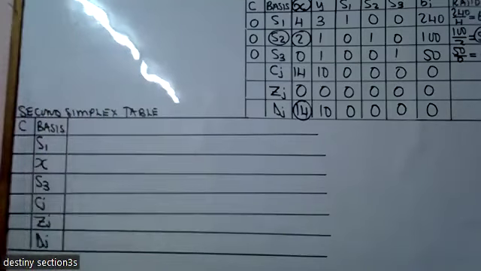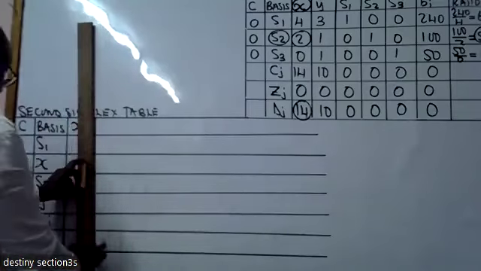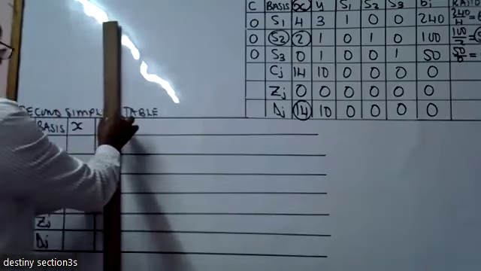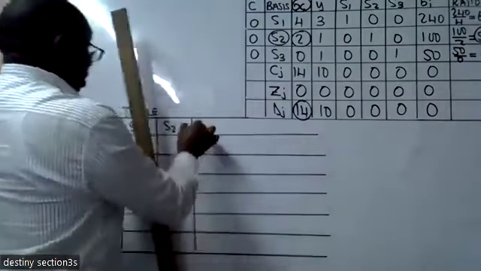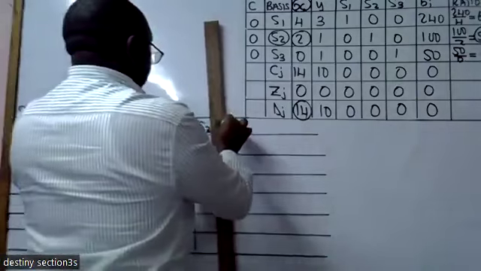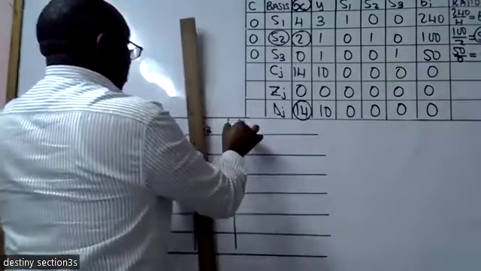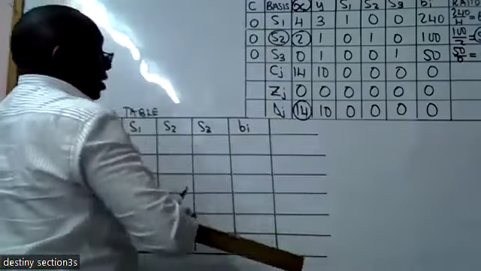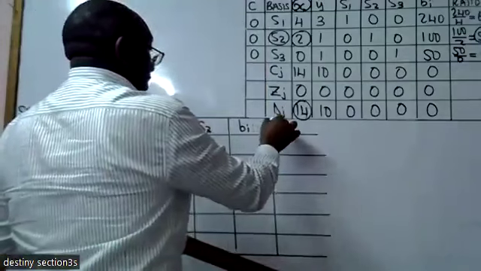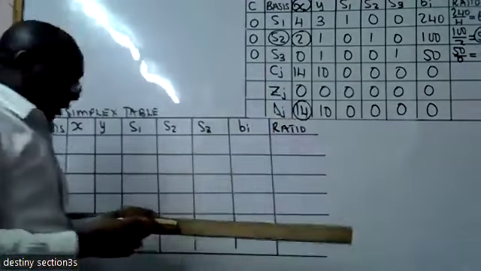So now we said that the titles of these columns remain. So column X remains, column Y remains, column S1 remains, column S2 remains, column S3 remains, column BI remains, and in case there will be need, I will have a space for the issue. In case there will be need.